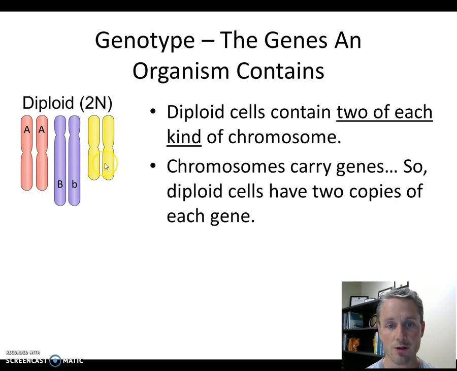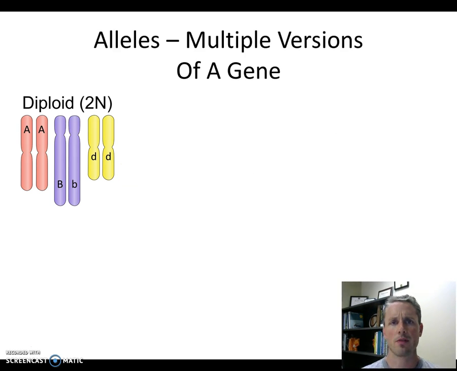And then again, the last chromosome has a bunch of genes on it. One of those might be gene D. Here I've placed D on the chromosome where gene D is. And again, I've used the letters to represent the gene. Okay. So when we talk about genotype, we need to understand another term, which is allele.